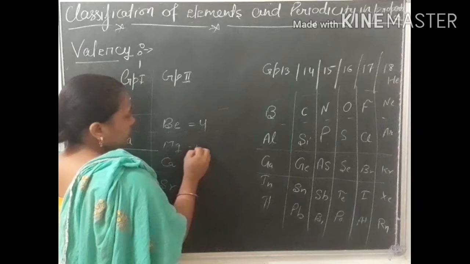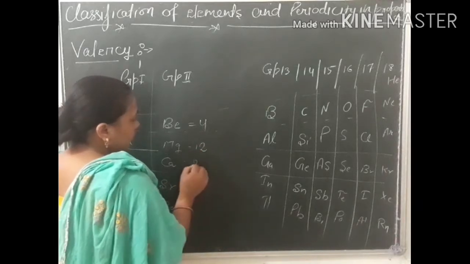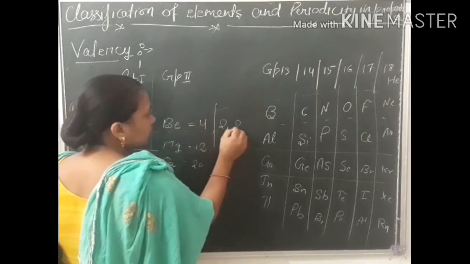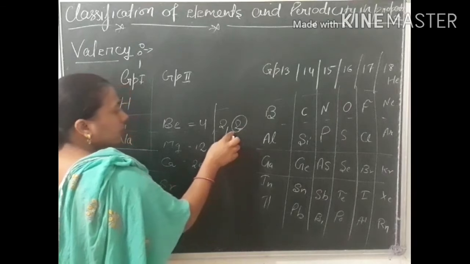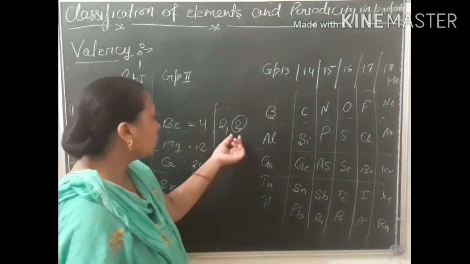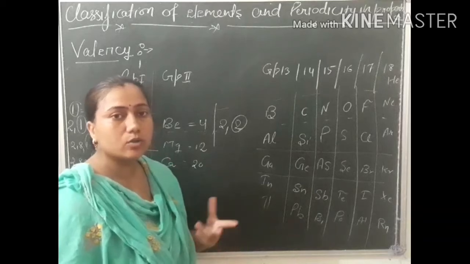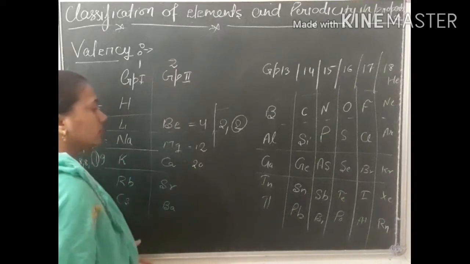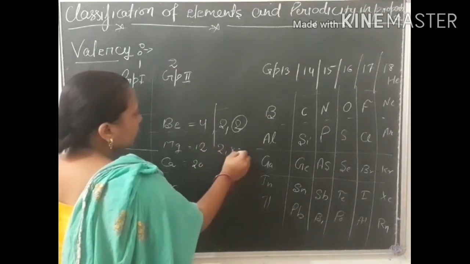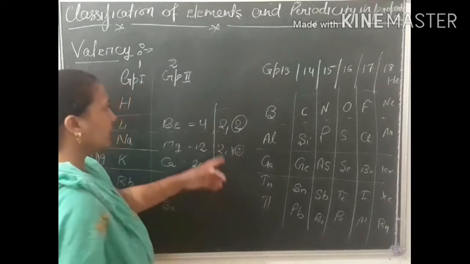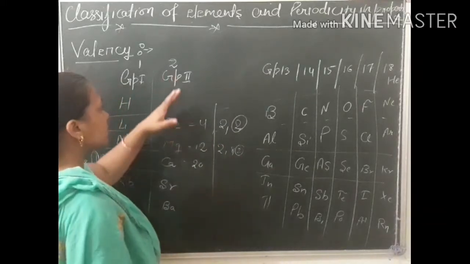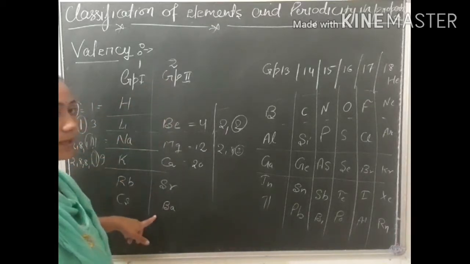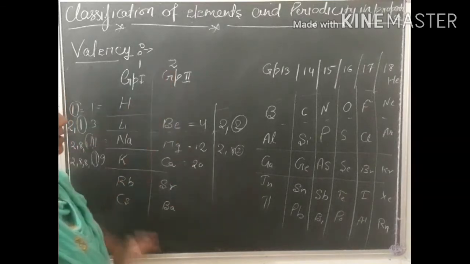here group first has valency 1 and group second, here the atomic number of beryllium is 4, magnesium is 12 and calcium is 20. So we can write the electronic configuration as 2, 2. Now here in their outermost shell there are 2 electrons, so it can lose 2 electrons to acquire noble electronic configuration, so its valency is 2. And here it is also 2, 8, 2, it can also lose 2 electrons to acquire noble electronic configuration. So group second has valency 2. Now beryllium, magnesium, calcium, strontium, barium, all elements show valency 2.